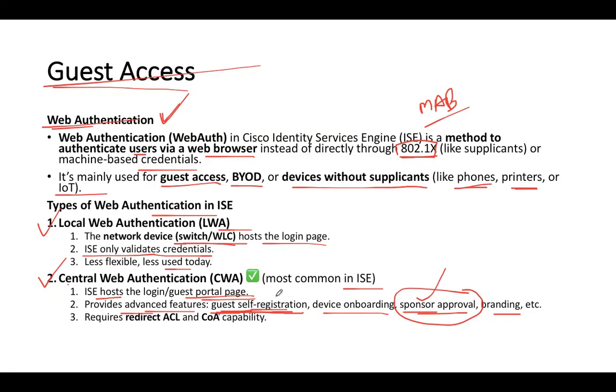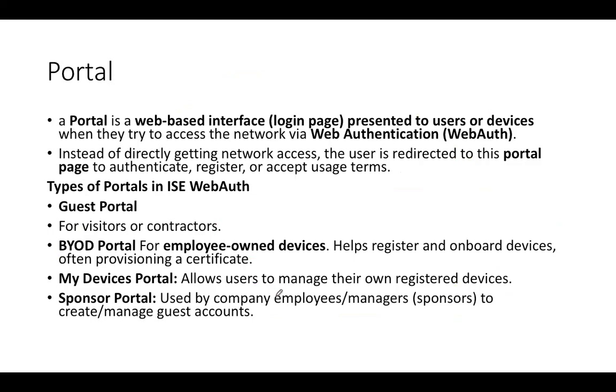The guest portal page. So there are two things, portal and then URL redirection. What basically the portal is, it is again a web-based interface, which is again a login page, presented to users or devices when they try to access the network via web authentication. So instead of directly getting network access like MAB and 802.1X, the user is redirected to this portal page to authenticate, register, or accept, based on what actually variant we have configured there, right?